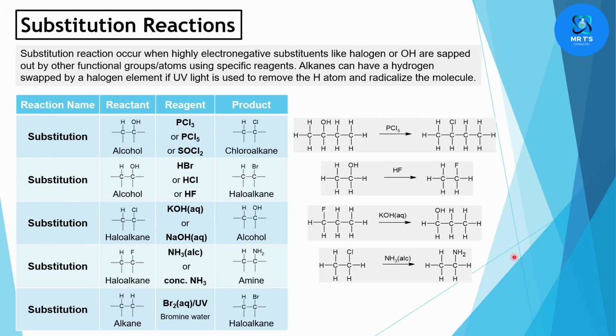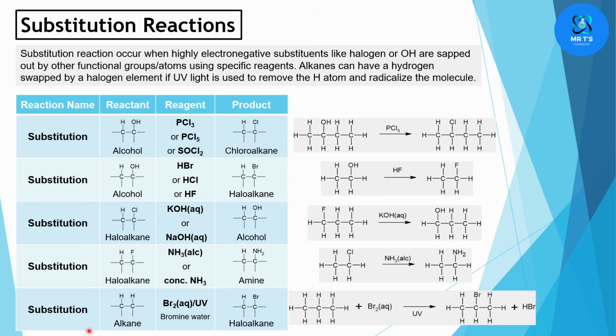The next part here is we could take a haloalkane, and if we add concentrated ammonia or ammonia dissolved in alcohol, we can remove the chlorine and replace it with an NH2 group. A hydrogen from the NH3 goes away with the chlorine, and we'll get hydrochloric acid as well. So again we're replacing, off this first carbon, the Cl with NH2.